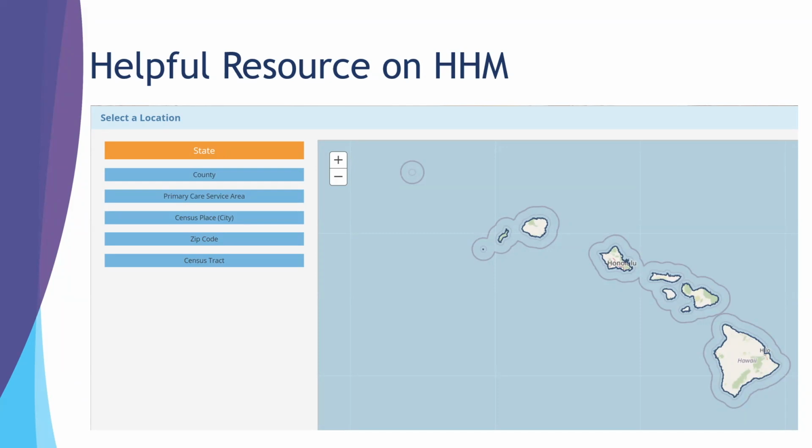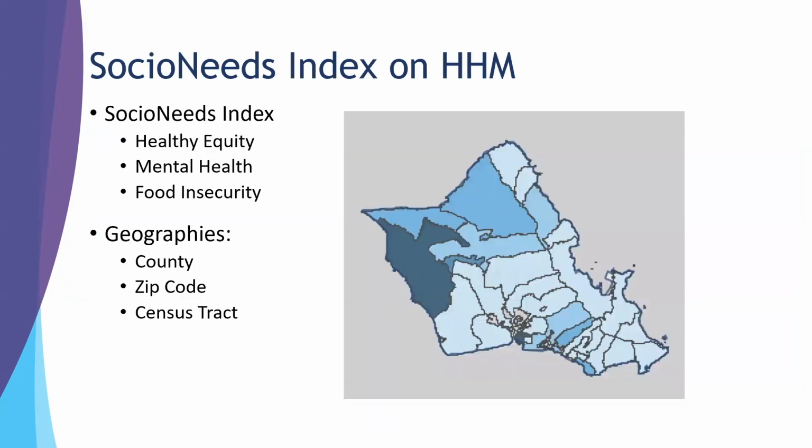Before we jump over to the demo, I also wanted to mention the Socio Needs Index on Hawaii Health Matters. Here you'll find detailed maps that rank health equity, mental health, and food insecurity for the state. The maps are available at the county, zip code, and census tract level. For more information about the Socio Needs Index, please take a look at our YouTube channel for the coffee break that we did on this tool.